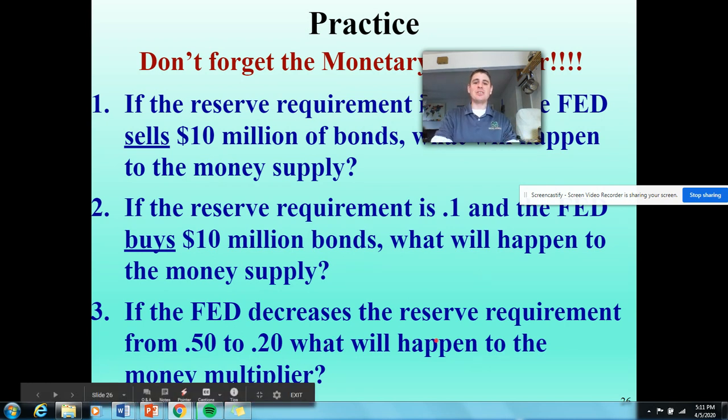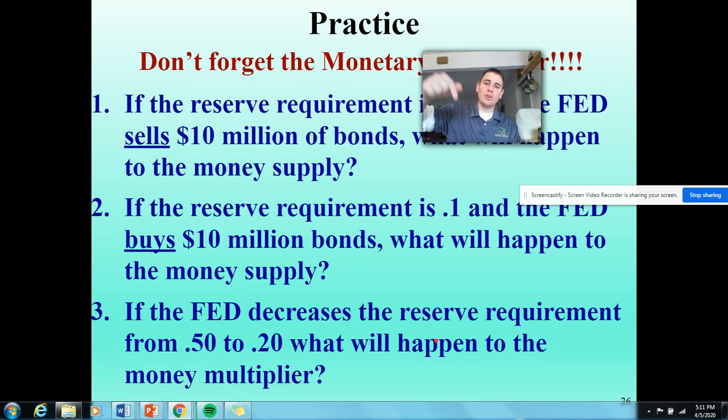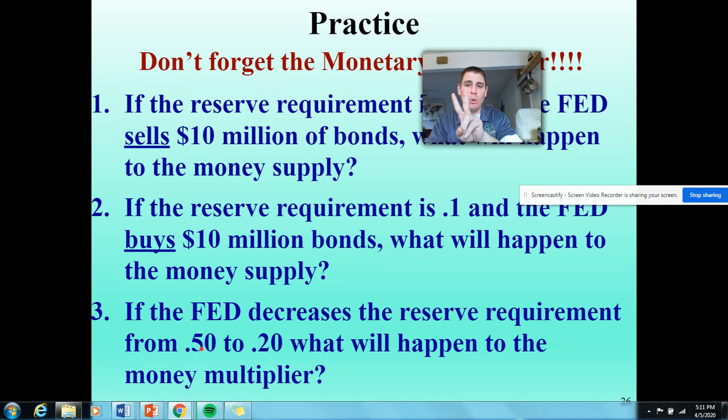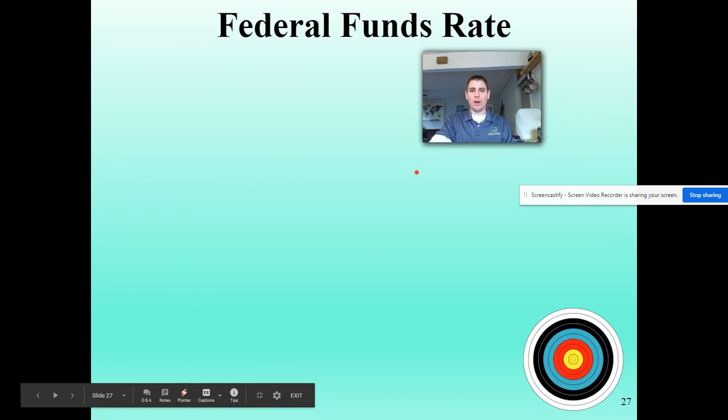If the Fed decreases the reserve requirement, do banks have to hold on to more or less money? They have to hold on to less money, which means more money goes into excess reserves, which means more money can be loaned out. The multiplier is increasing. In this case, if it's 0.5, that's 2. Now it goes to 0.2, that's 5. Lowering the reserve ratio increases the multiplier.